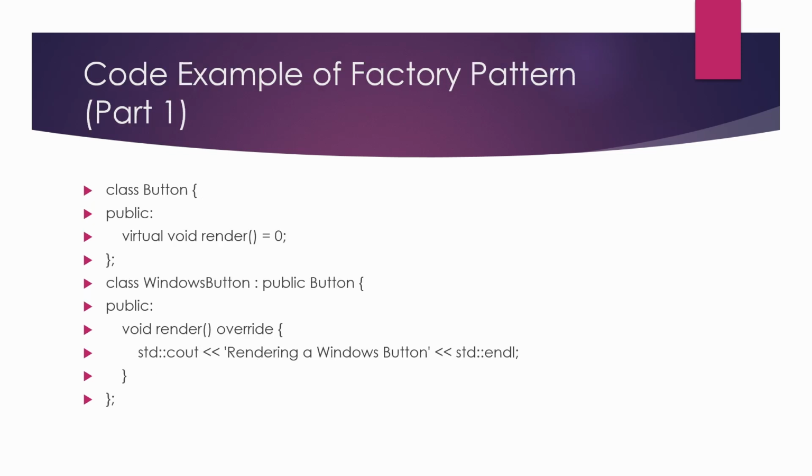Let's take a look at a simple factory pattern example. Here we define an abstract button class with a render method. Then we have two concrete classes, Windows button and Mac OS button, that implement the render method differently for their respective platforms. The factory will be responsible for determining which button to create.